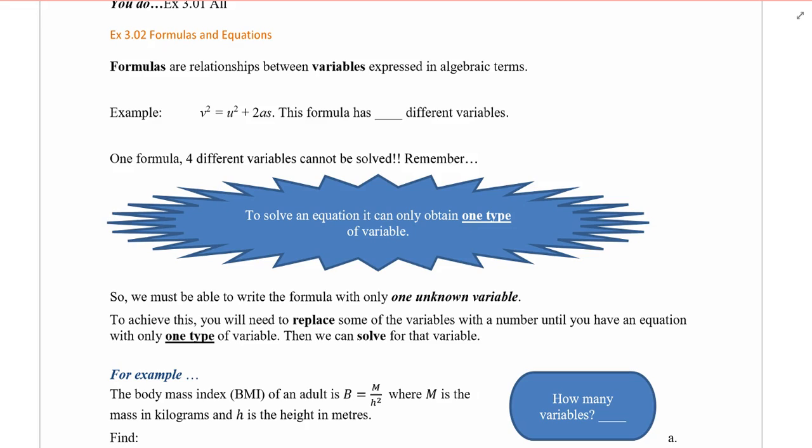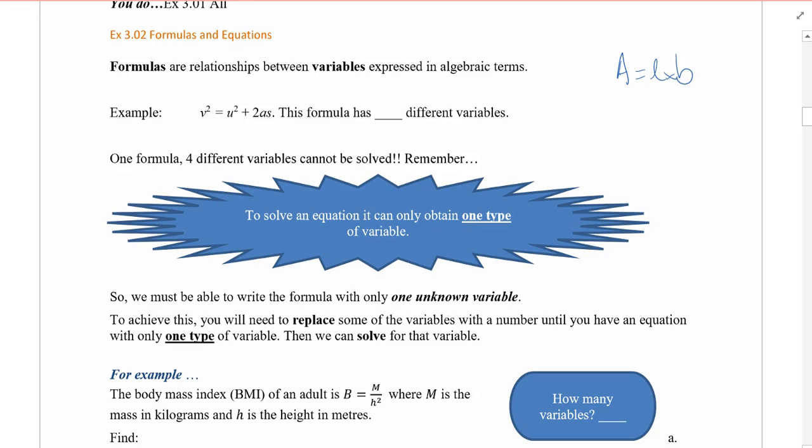You know that when we write A is equal to L times B, that's an equation. However, we've called it a formula because we know that this A represents the area of a rectangle and the L represents the length of the rectangle and B is the breadth. So we're going to be looking at formulas, but really they behave exactly like an equation.